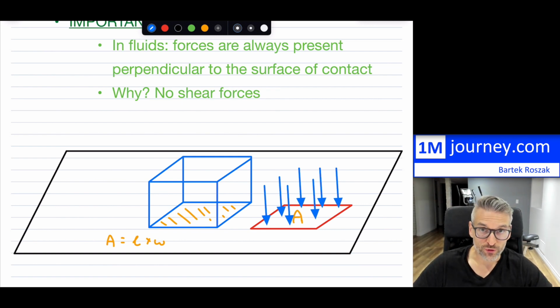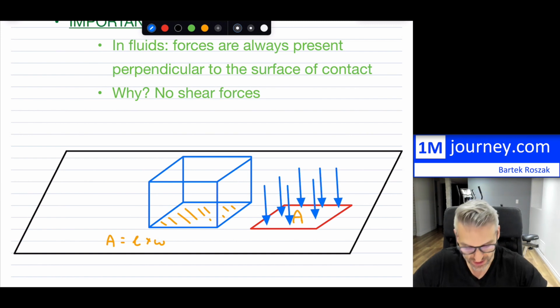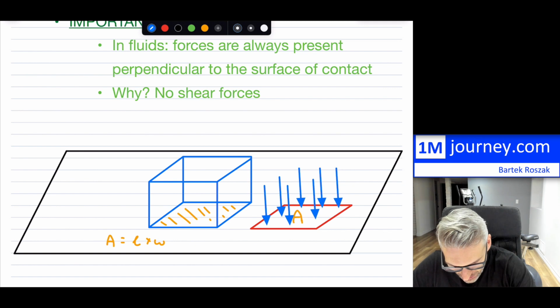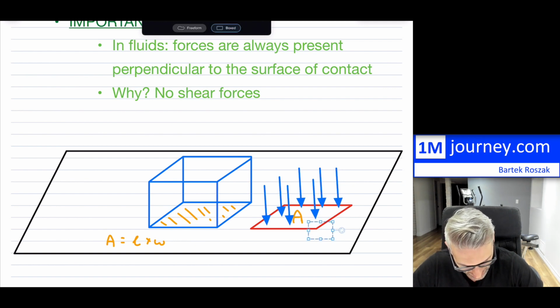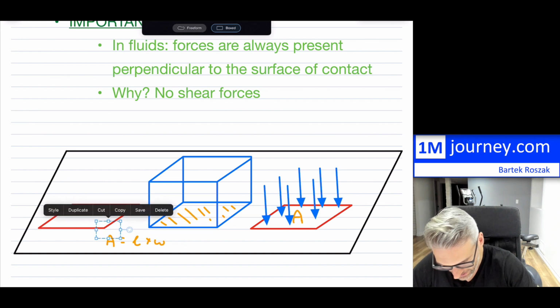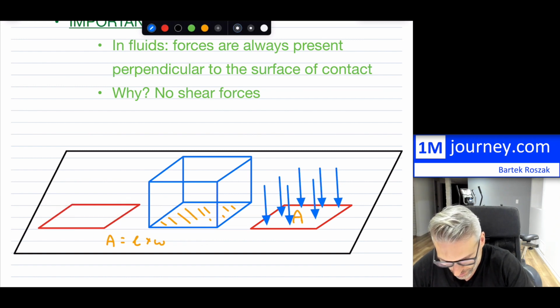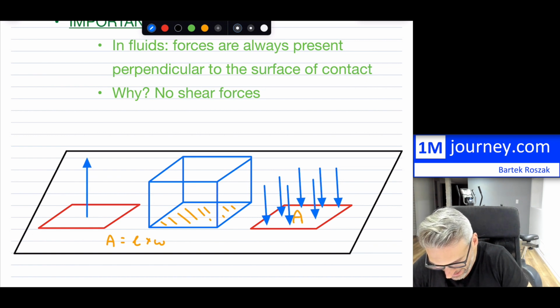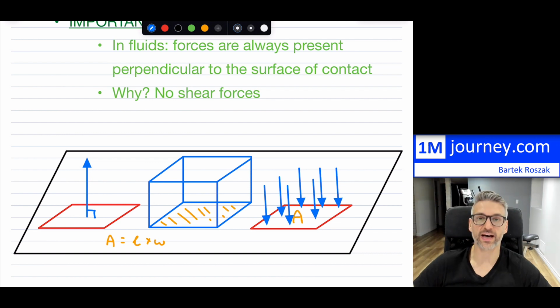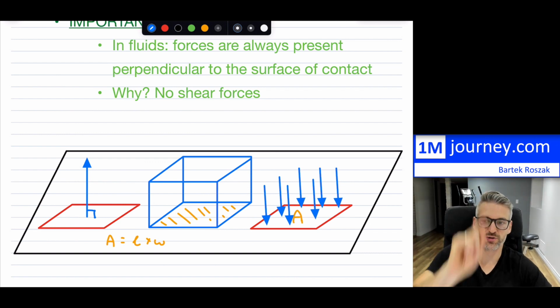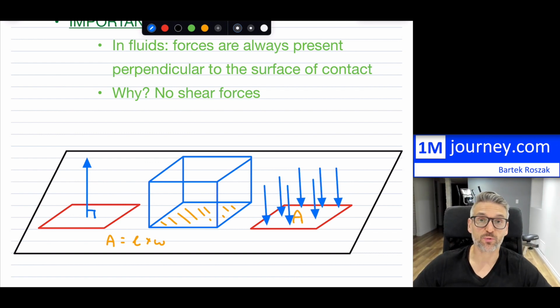Now, the normal force is always perpendicular to the actual surface. So if I would take this, duplicate it, and put it on the other side over here, what we are referring to by perpendicular is, if you took that and made it perpendicular right there, it would make a 90-degree angle with that surface, right? So it would be straight up. And that's what we're interested in.